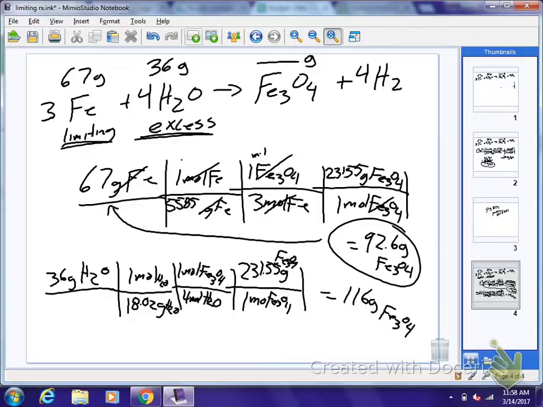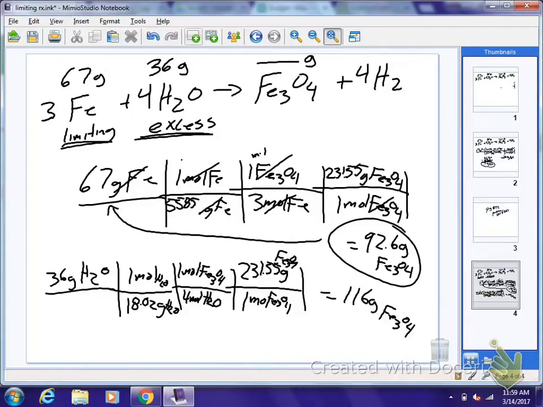So guess what we're going to do? To find out how much of the 36 grams actually reacts, we're going to take the limiting. We're going to take the 67 grams. And we're going to determine how much of the 36 is actually used up. It's going to be less, right? Because it's got to be less, because the 67 grams, when it runs out, it'll tell us how much water is going to be used up.